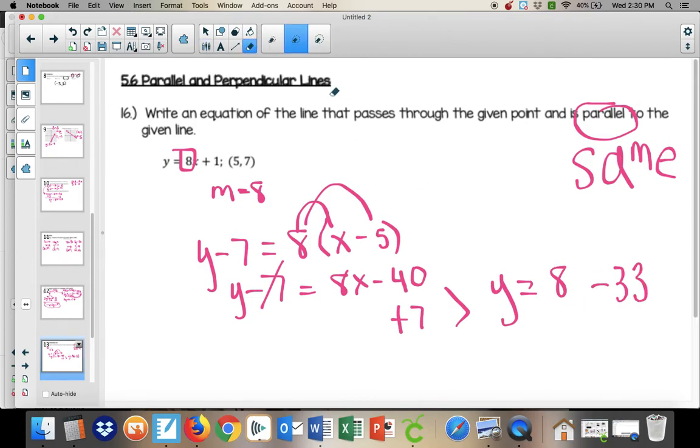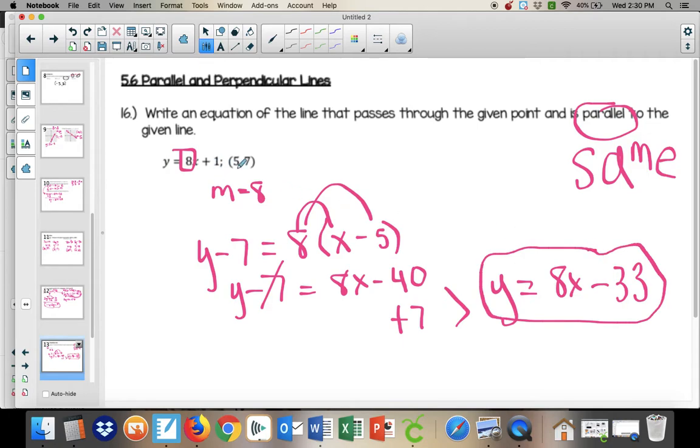There you go. So pull out your slope. Parallel is the same. Put in the slope and the points into point slope form and distribute it out.